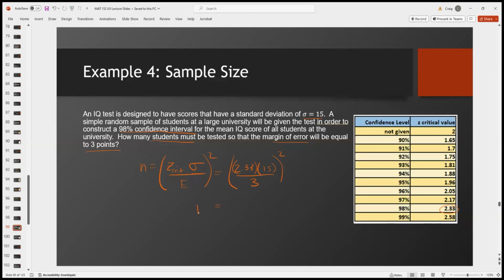And so to figure out the sample size we need here, 2.33 times 15 divided by 3, that's 11.65 squared, which is 135.7. So we need a sample size of 136 people. And that will get the margin of error less than or equal to 3 points. Let's look at one more example of this.